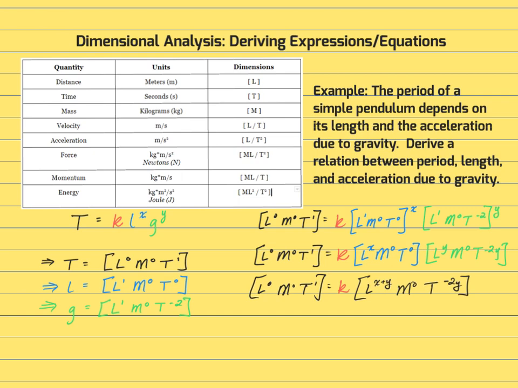We're nearing the end. This is a little bit complicated. So now we can compare exponents on either side of our equation. Essentially, these M's just cancel out because they're zeros. But now for L, we have 0 is equal to x plus y. And for T, we have 1 is equal to negative 2y. So now we have two equations, two unknowns. If we do a little simultaneous equations, we get that x is equal to a positive 1/2 and y is equal to a negative 1/2.